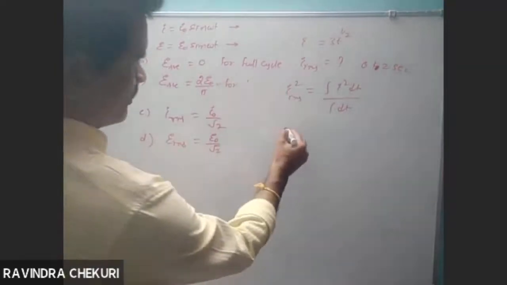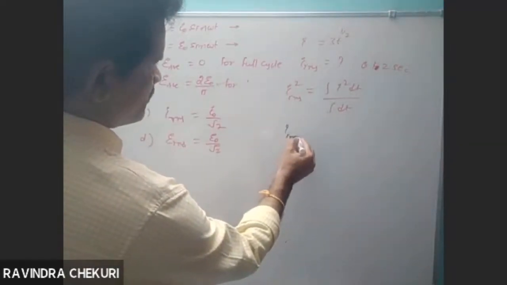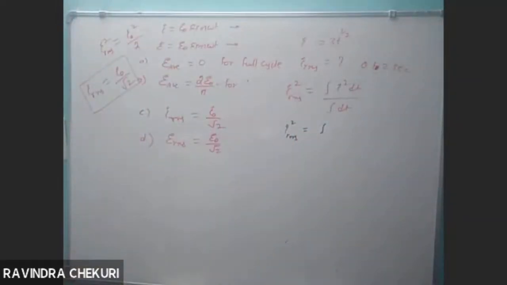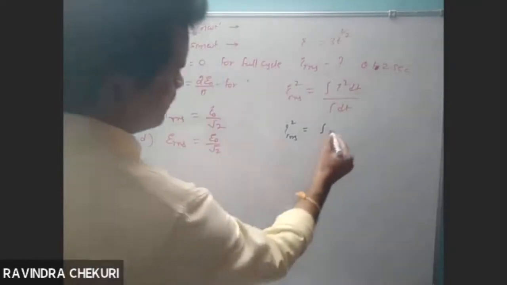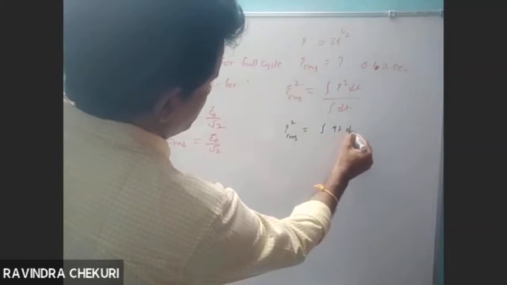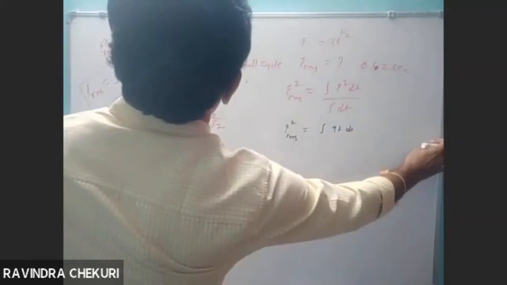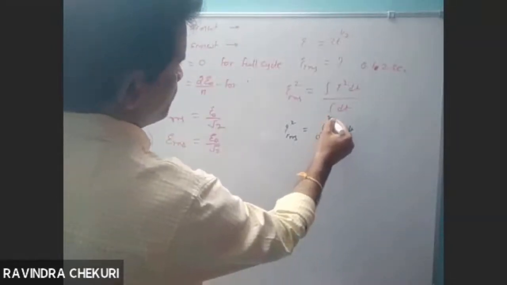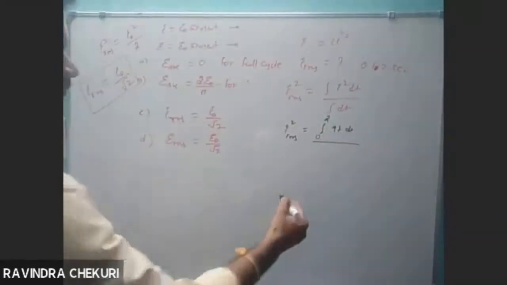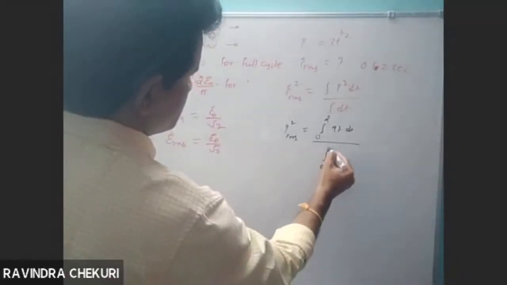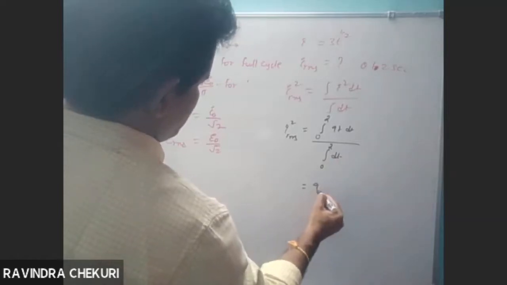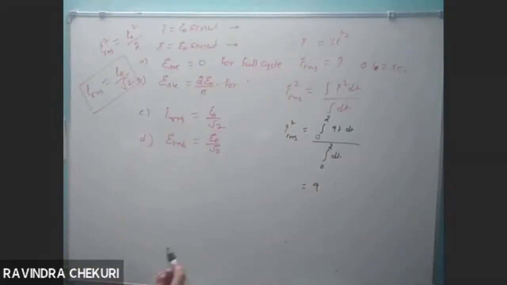So IRMS squared is equal to the integral of I squared dt. What is I? I is 3 root t, so I squared is 9t. So 9t dt, with limits 0 to 2, divided by the integral of dt from 0 to 2.